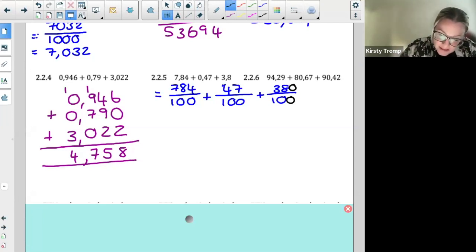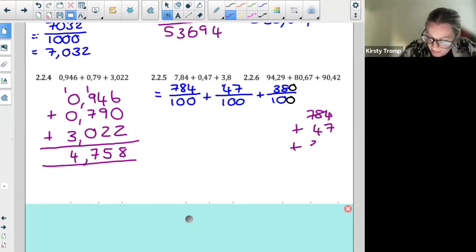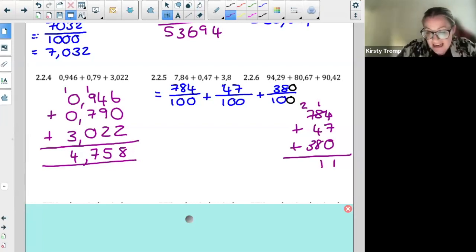So now I can go and see that I've got to take 784 plus 47 plus 380. Right. 4 plus 7 gives me 11, plus 0 is 11. Put the 1, carry the 1. 4 plus 2 gives me 12. 12 plus 8 gives me 20. And 20 plus 1 gives me 21. Put the 1, carry the 2. 2 plus 7 gives me 9. 9 plus 3 gives me 12.